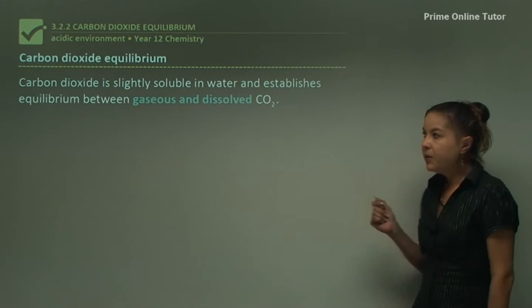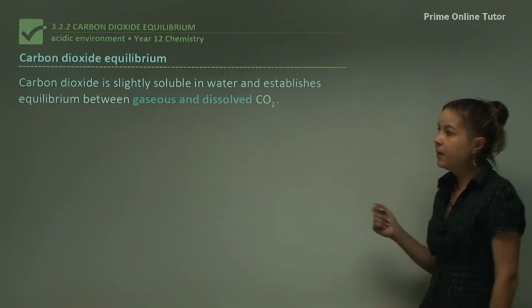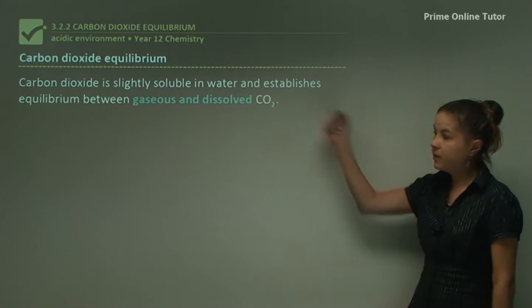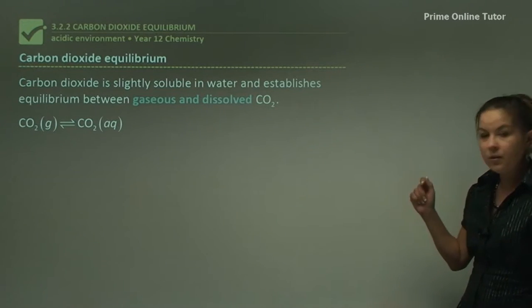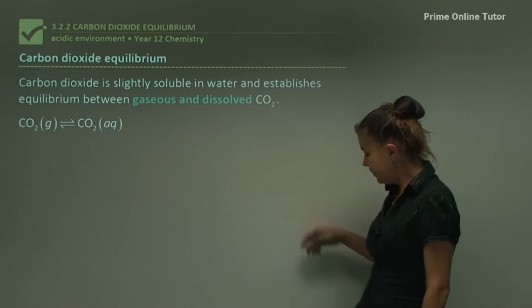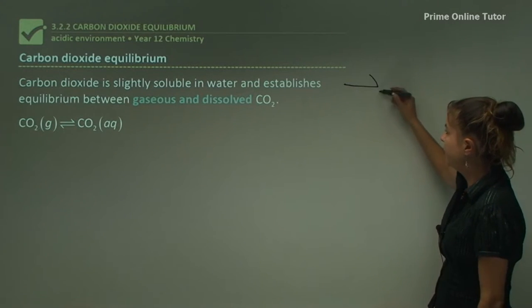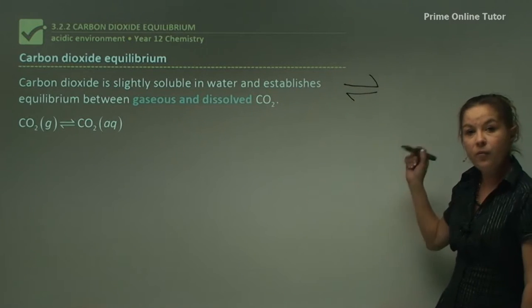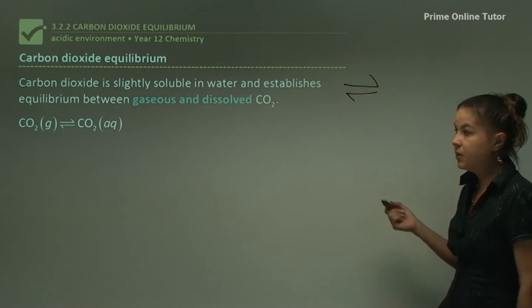So, carbon dioxide is slightly soluble in water and it establishes equilibrium between gaseous and dissolved CO2. And the equation is there. So CO2 gas in equilibrium, and we need to remember that the symbol for equilibrium looks like that, with an arrow forward and an arrow backward, going to CO2 aqueous, which is dissolved in solution.